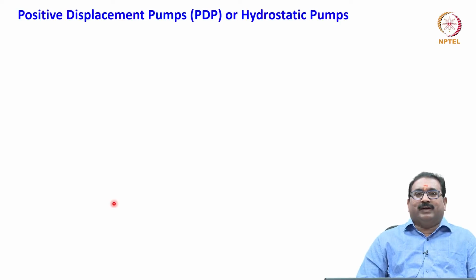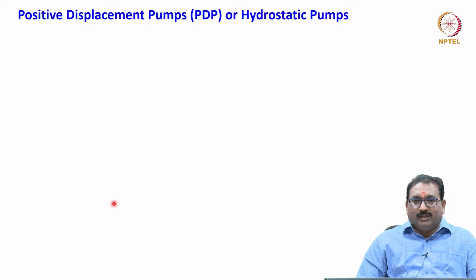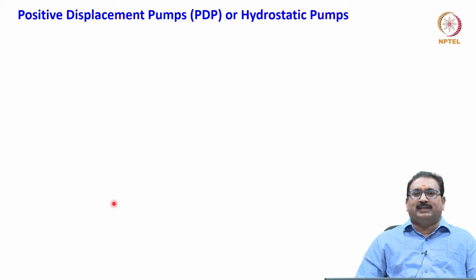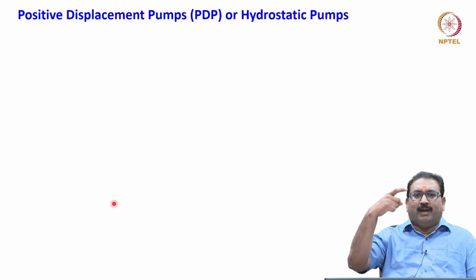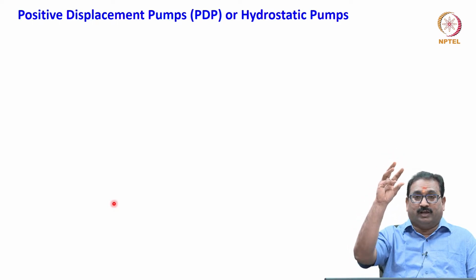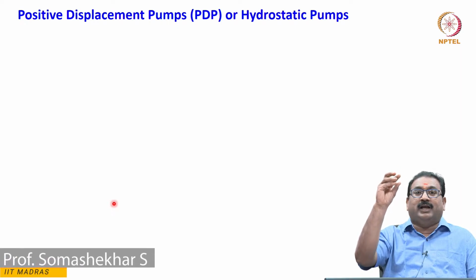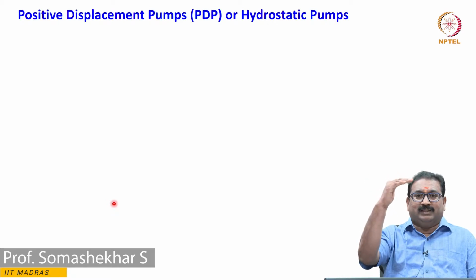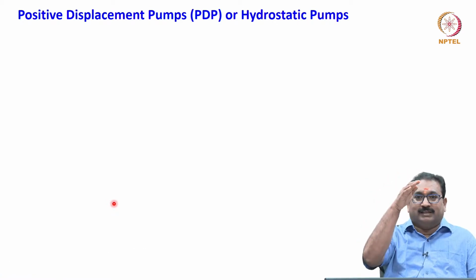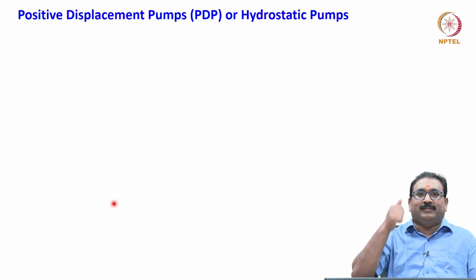Please understand, friends, the hydrodynamic pumps are known as non-positive displacement pumps. What is this? For every revolution of the pump, you may or may not get a fixed quantity. That's why it is called a non-positive displacement pump. The quantity of output is not guaranteed. As resistance increases, flow decreases, as we have seen in the previous slide.